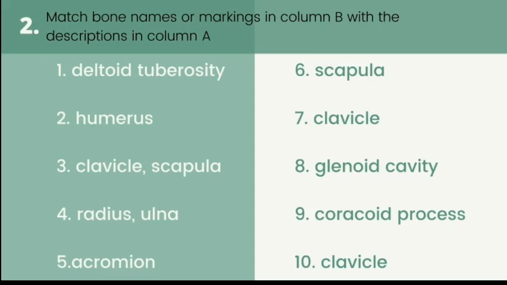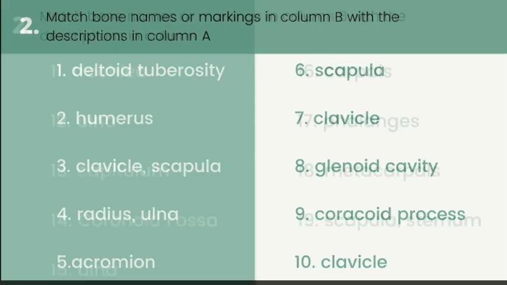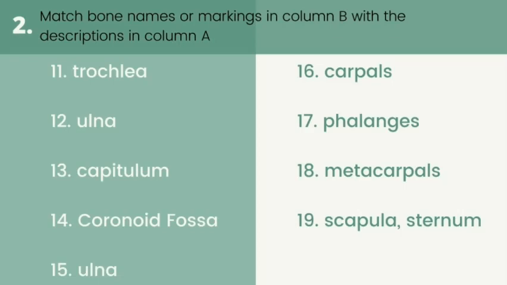Number 10, the collarbone. It is the clavicle. Number 11, distal condyle of the humerus that articulates with the ulna. It is the trochlea. Number 12, the medial bone of the forearm in anatomical position. It is the ulna. Number 13, rounded knob on the humerus that articulates with the radius. It is the capitulum. Number 14, anterior depression superior to the trochlea that receives part of the ulna when the forearm is flexed. It is the coronoid fossa.